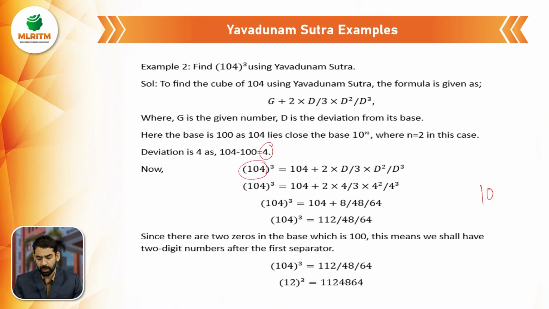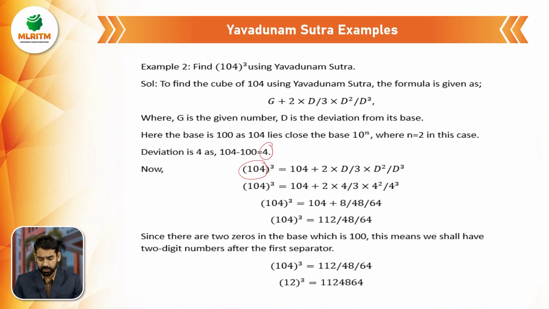When we have to find the deviation of the number from its base, we just subtract that base from the given number, so we find the deviation, which is 4. Now you put the values here: 104 plus 2 into deviation, which is 4, slash 3 into 4 square slash 4 cube. So we get 104 plus 2 into 4 is 8, and 4 square into 3 is 48, and then we have 4 cube, that is 64.